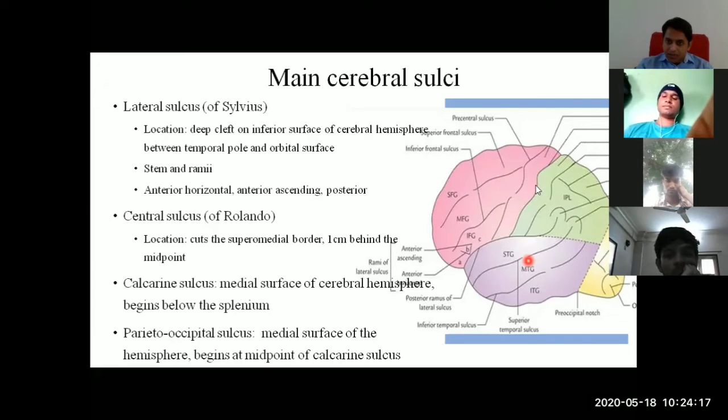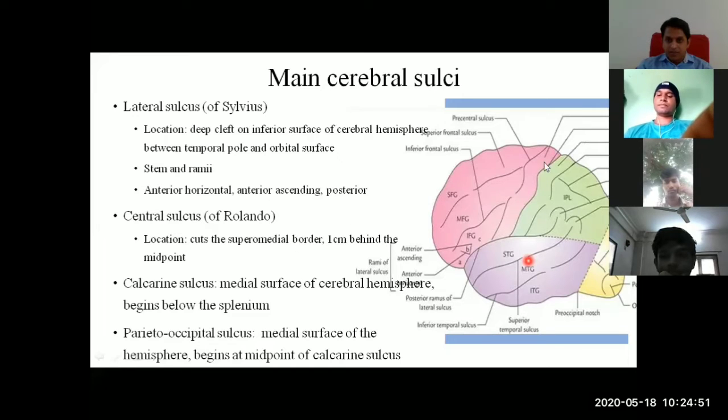So here you can see there are three more lines which are running parallelly right in the midpoint. Out of this, you have to identify which is the central sulcus: the one which is lying on the superolateral surface, and it cuts the superomedial border and produces some indentation, or some sulci, on its medial surface, is the central sulcus. This we'll be seeing in the brain itself later on when I share the video of the sulci and the gyri.